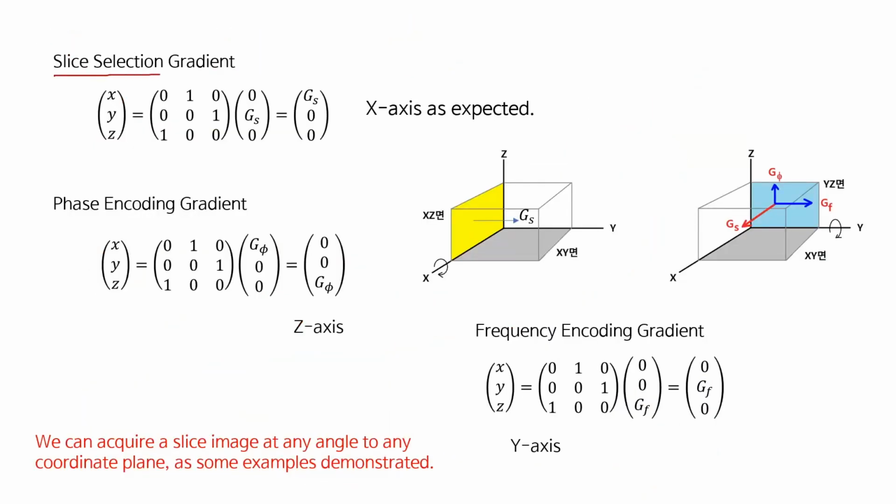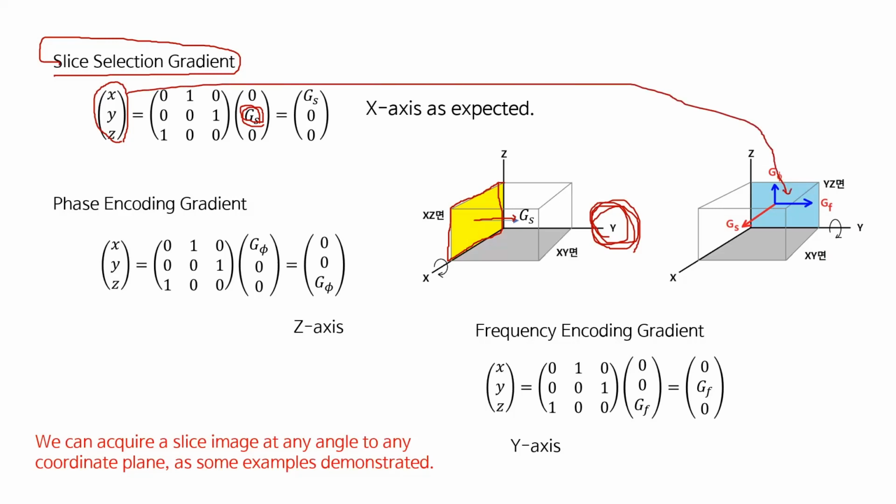Slice selection gradient. This is the old image plane, the XY plane. In the old XY plane, the slice selection gradient direction is the z direction, this z axis. And in the new coordinate system, the blue plane, we have the slice selection gradient in the x direction. So we already know this, but we just check. Okay. So the slice selection gradient is along the x-axis, which is as expected. Okay.